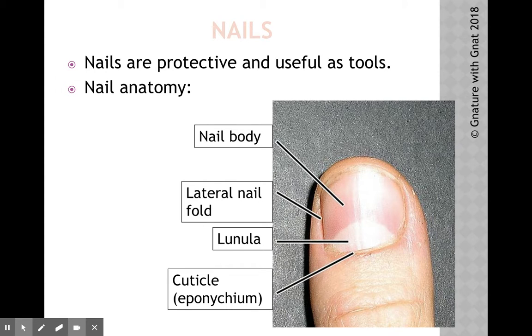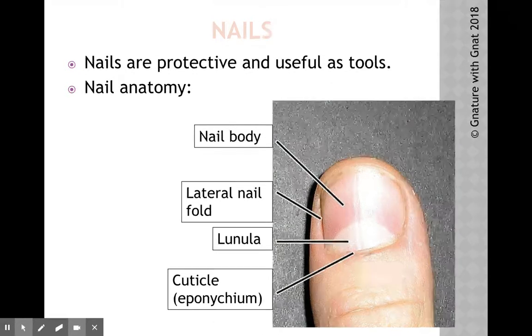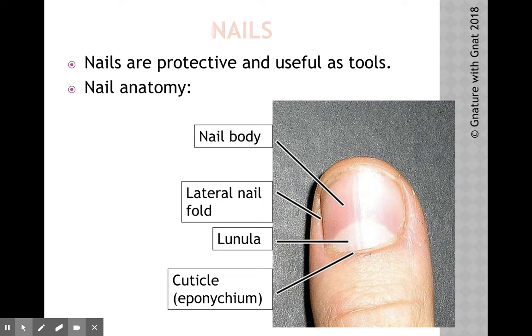Nails are our last little component of the integumentary system. Not a lot to them, but they're important. So nails are both for protection, and also they're useful for tools. Imagine trying to pick up and move stuff, especially small stuff, or like open something, right? If you didn't have nails, nails are super helpful. And there's some general anatomy of the nail that you need to be familiar with, okay? The main part of the nail right here is called the nail body. That's like the main component of the nail.